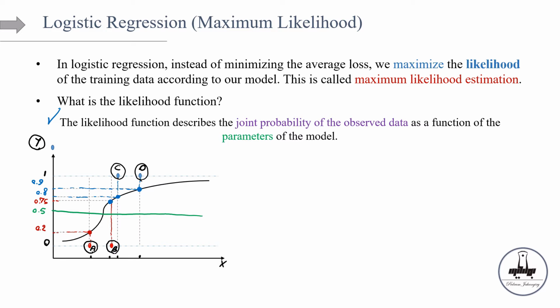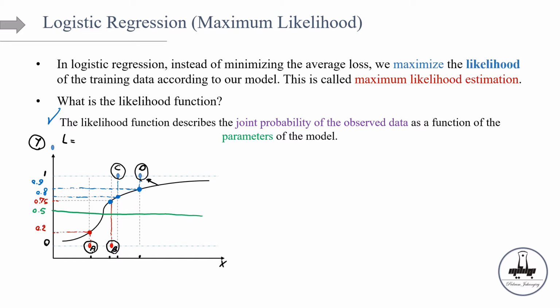Now, if I ask you, what is the joint probability of observing the data based on this model, or simply put, what's the probability that the data is coming from this model? What's your answer? So we have to multiply the probability of these points happening, right? So the model predicts, so we call this function the likelihood function, right?